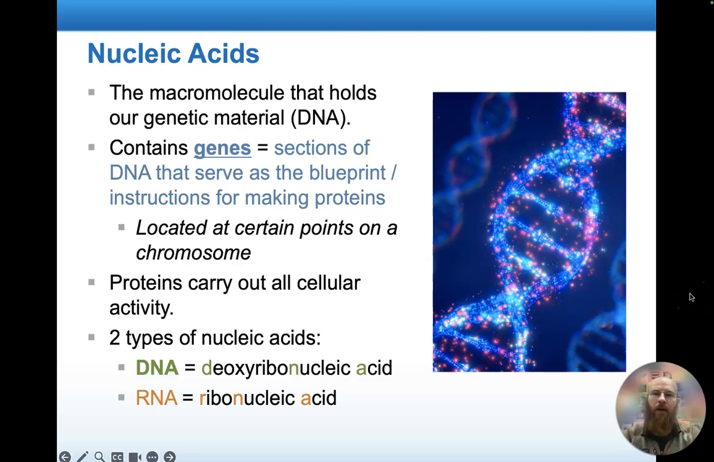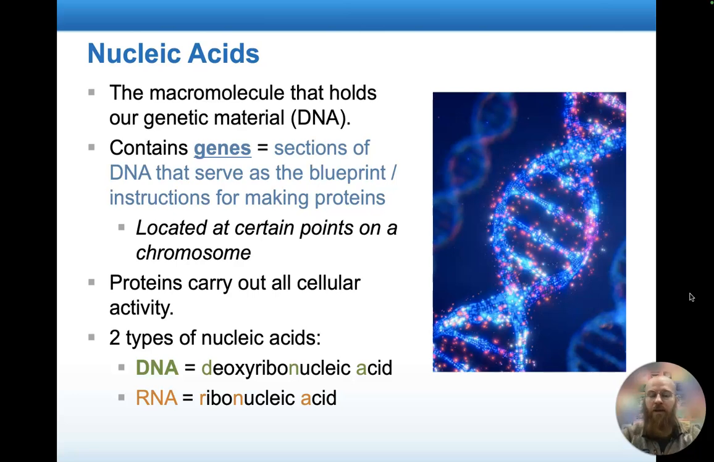Now remember, whenever we talk about the four macromolecules, we had one of those types of macromolecules that were the nucleic acids. And this is the macromolecule that holds our genetic material. So DNA is one example of these nucleic acids. And it's important to understand that these nucleic acids contain genes. These are sections of DNA, so small snippets of DNA that basically serve as a blueprint or the specific instructions for making a specific protein, right?